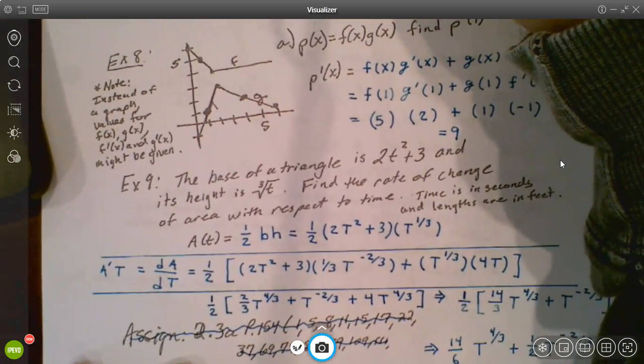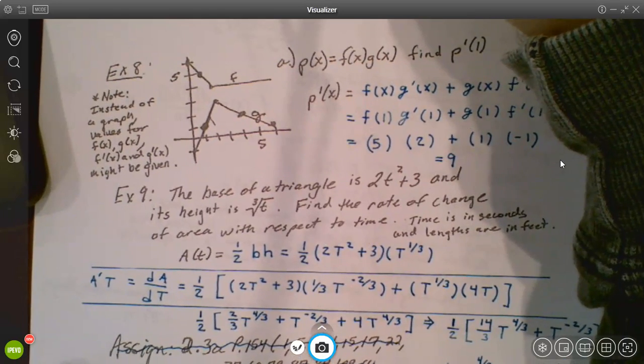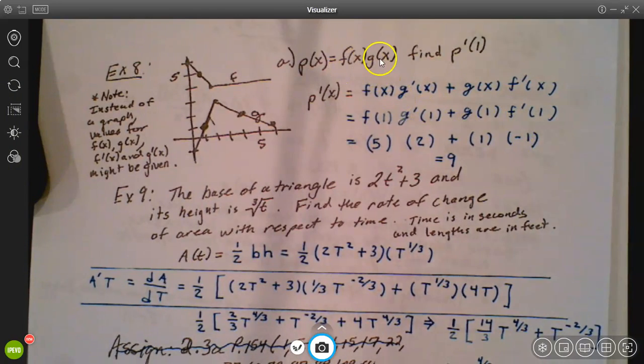So this one here is a real popular one. You're going to run into some of these where you're just doing the product rule, and we could do this with a quotient rule too. But instead of getting information from the functions, you're actually getting the information from graphs. And so the first thing we want to do on this is simply lay out the pattern of what this would look like according to the product rule.